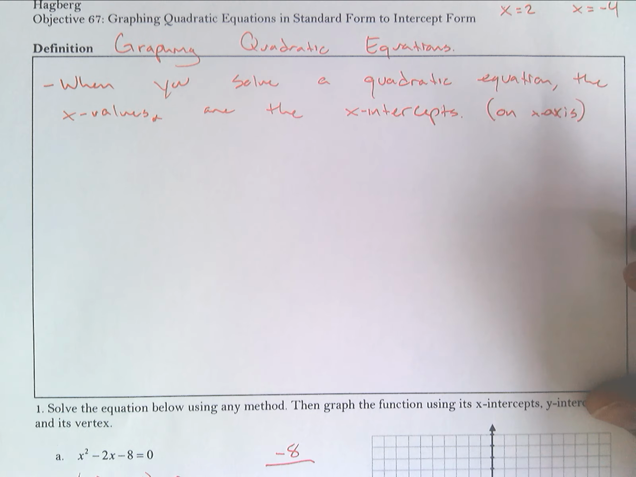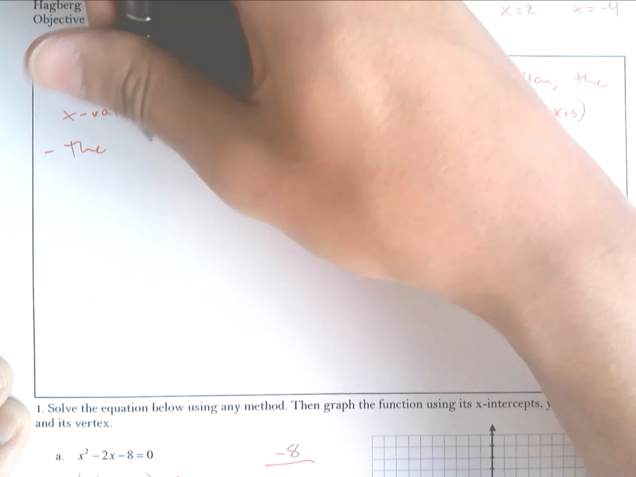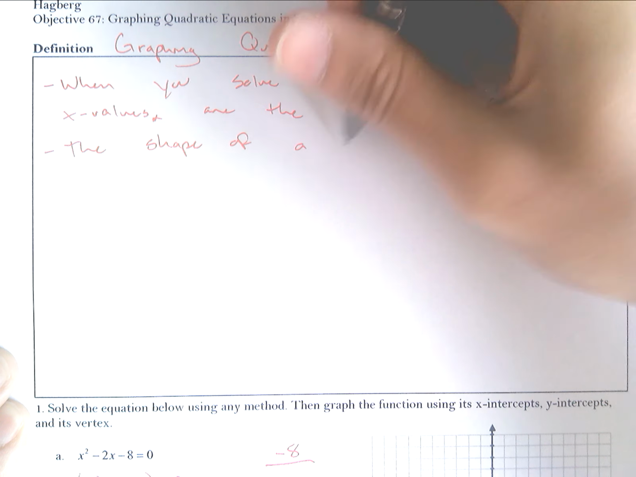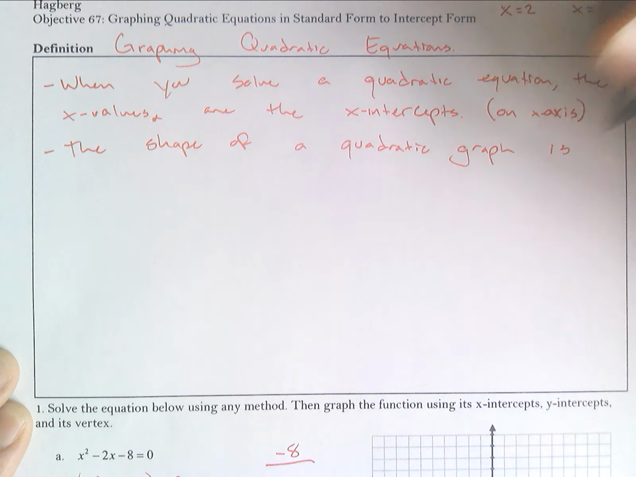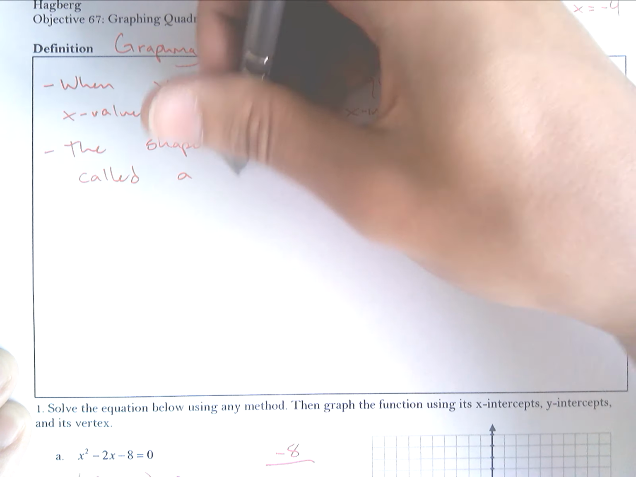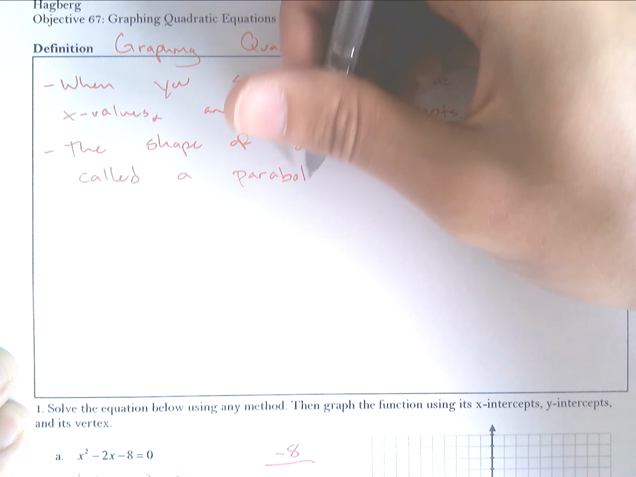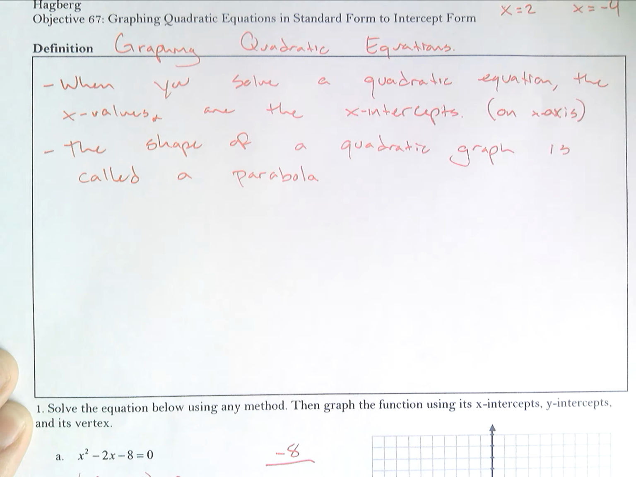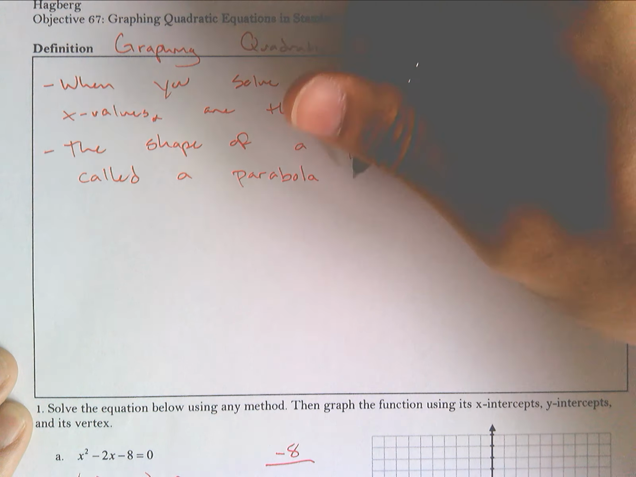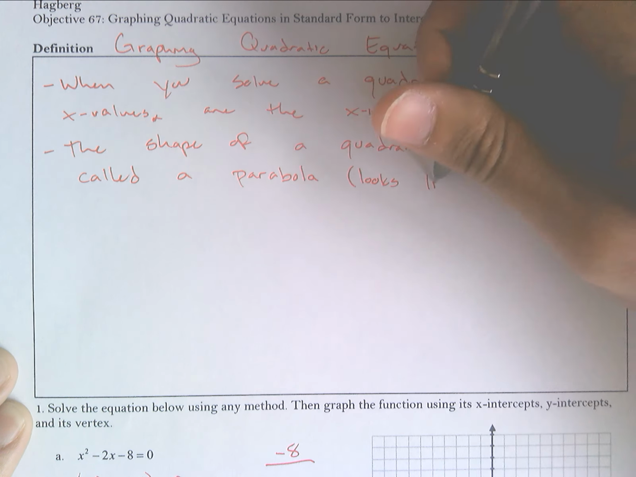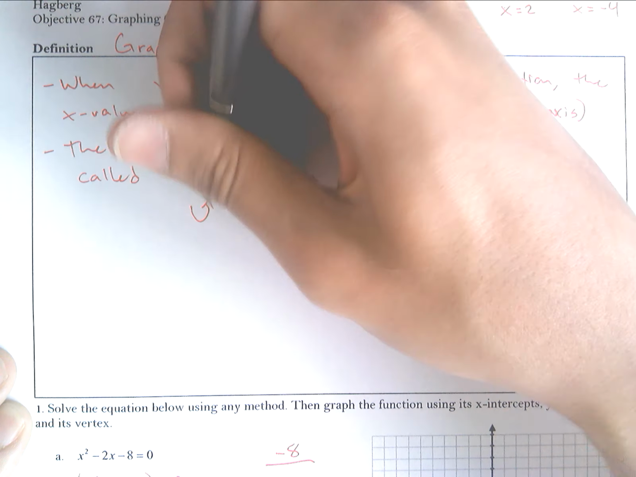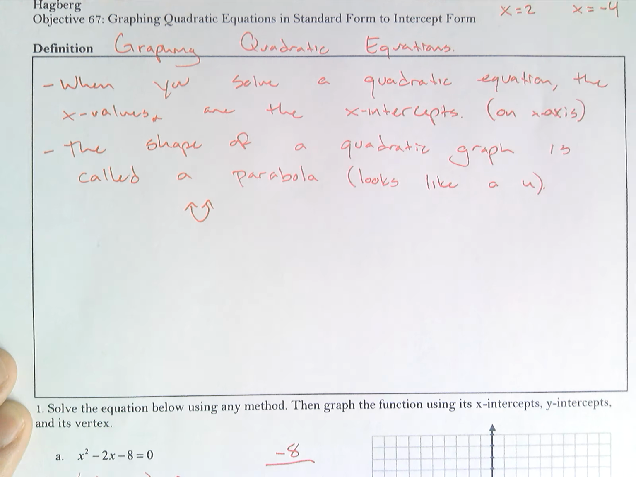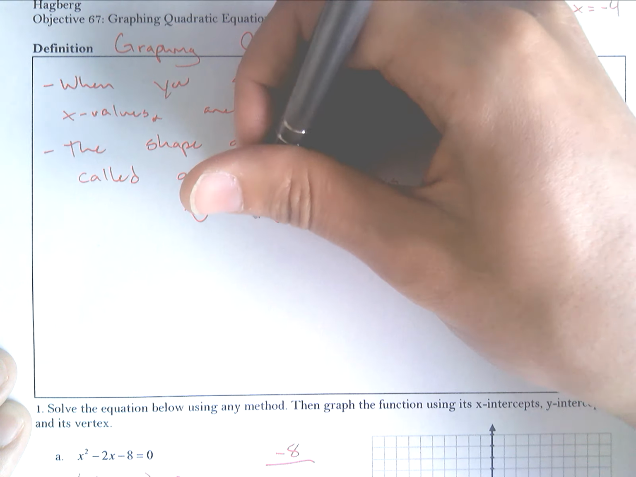The next thing I want to talk about is the shape of quadratic graphs. The shape of a quadratic graph is not a line. The shape of a quadratic graph is called a parabola, and that's spelled parabola. The shape looks like the letter U. Now, the shape can open upward or it can open downward. Just as a letter U opens upward like this, a parabola can also open downward.